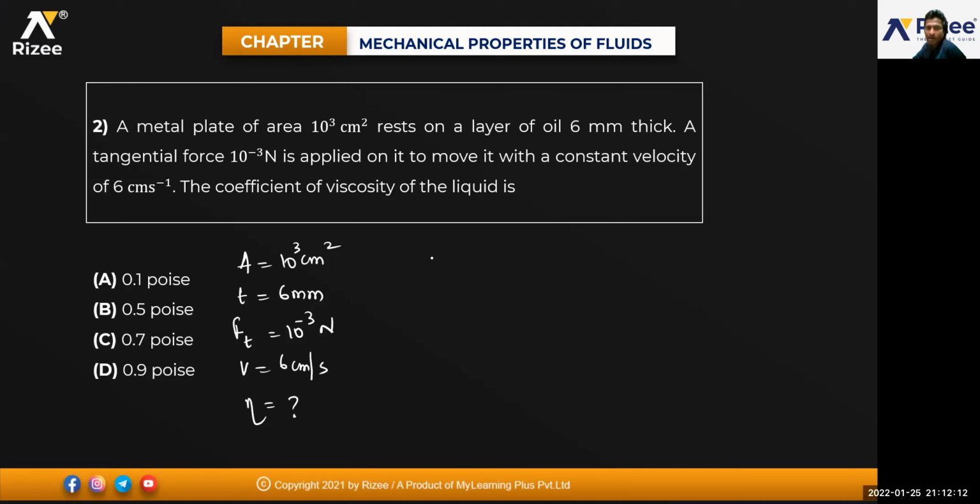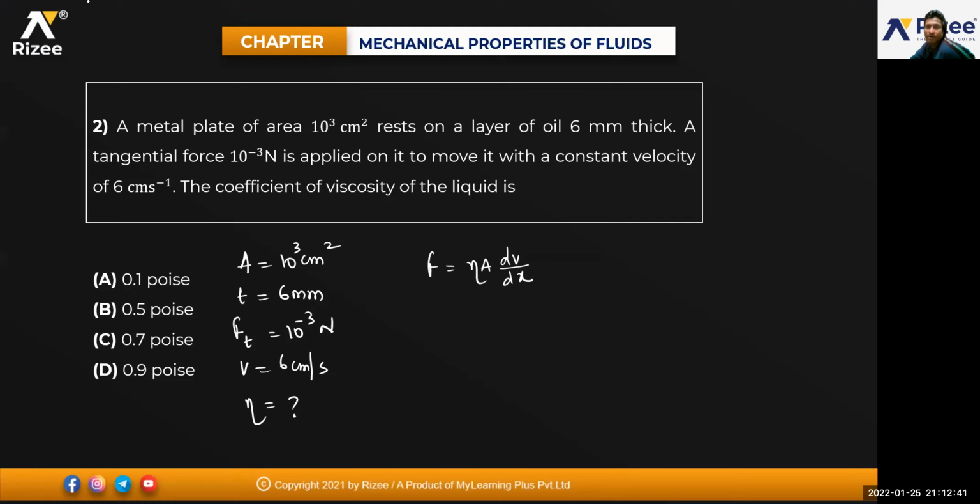What is the formula I can write, beta? F is equal to eta into A into dV divided by dx. dV divided by dx is part of the equation. So dx is given for me, what, beta? Thickness. So if I simplify this one, force is how much for me? 10 power minus 3 Newton. Force is given, area is also given for me.